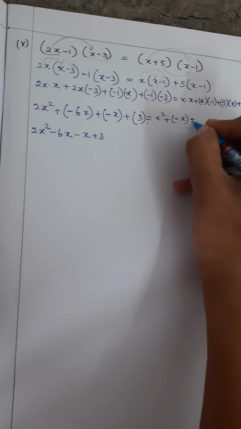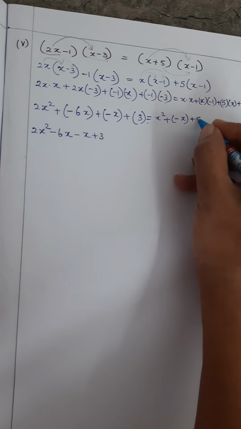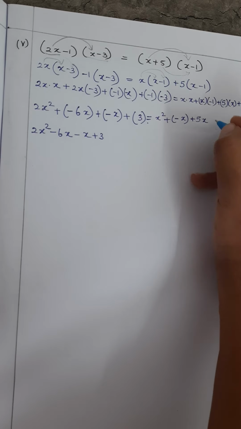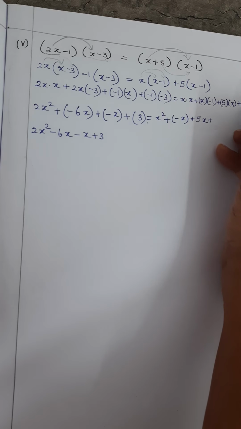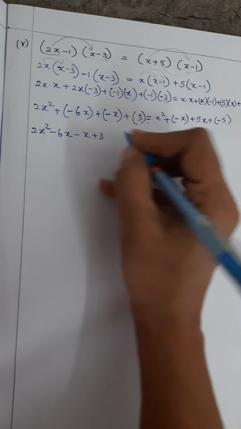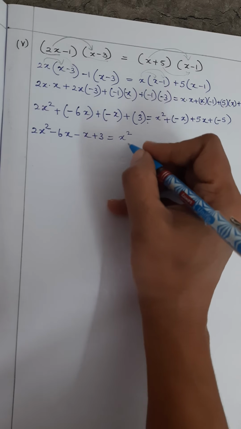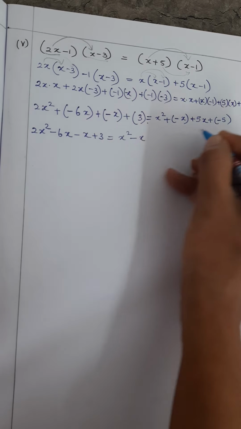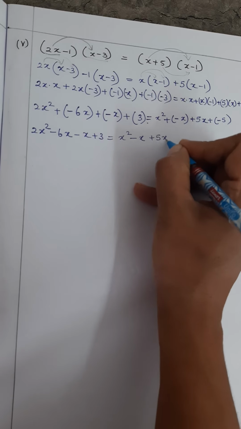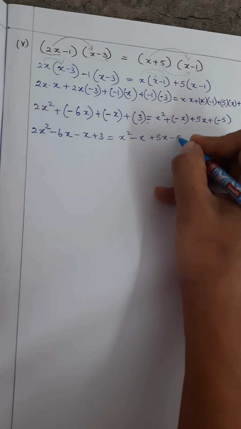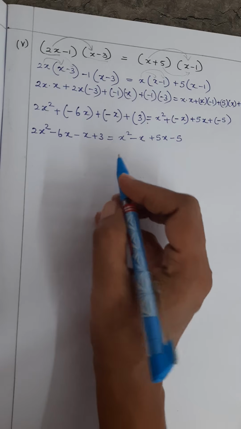Okay, plus 5 into x. What is 5 into x? 5x. And then plus... See, the sign of 5 is plus. So plus into minus is minus. 5 ones are 5. Alright. Now let's remove the bracket. This is x square. Now plus into minus is minus x. And then plus 5x. Plus into minus is minus 5. So this is what we get on the left hand side and on the right hand side.